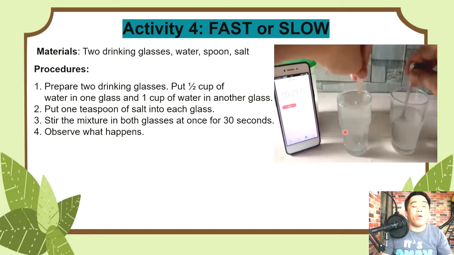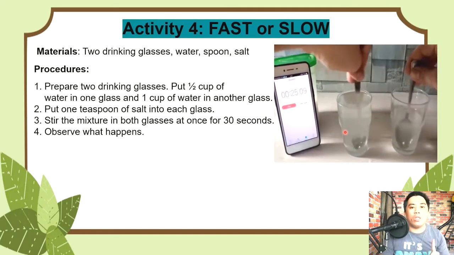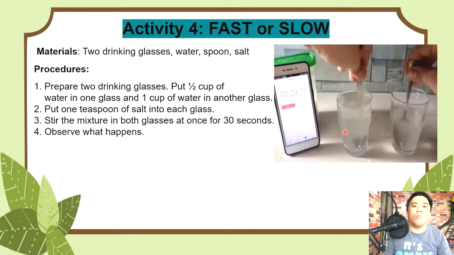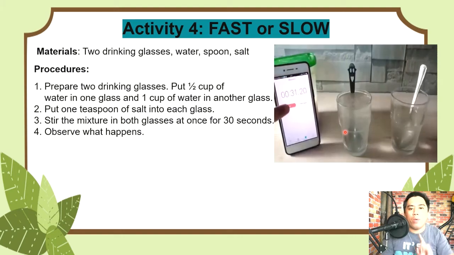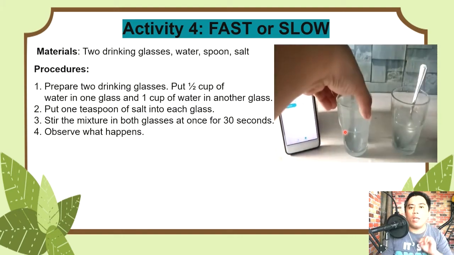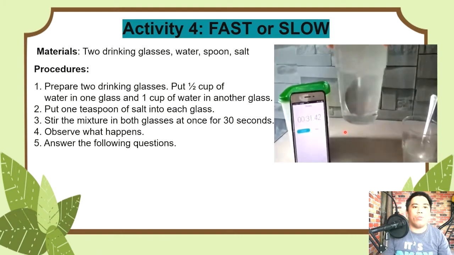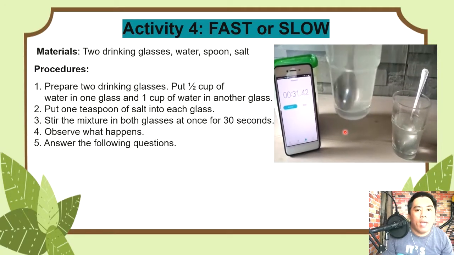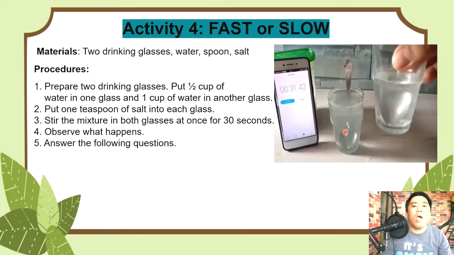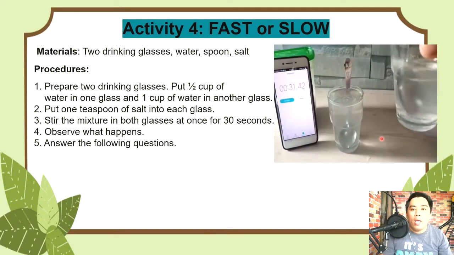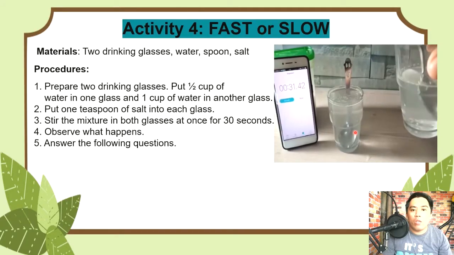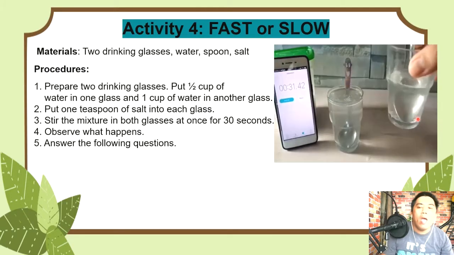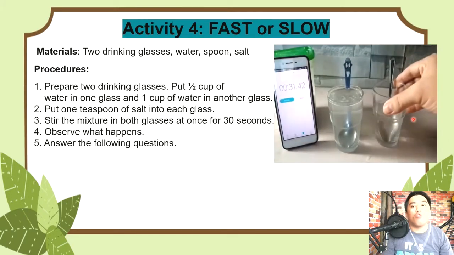Then, i-record natin yan doon sa activity sheet na ibibigay ko, i-upload ko sa ating classroom. Kaya wag kukurap, i-observe ng maayos para masagutan natin yung mga questions. So, number 5. So, anong na-observe natin? Yan. So, halos sa A, halos natunaw lahat. Halos walang natira. And then dito sa B, medyo may mga natira pang mga particles of salt.